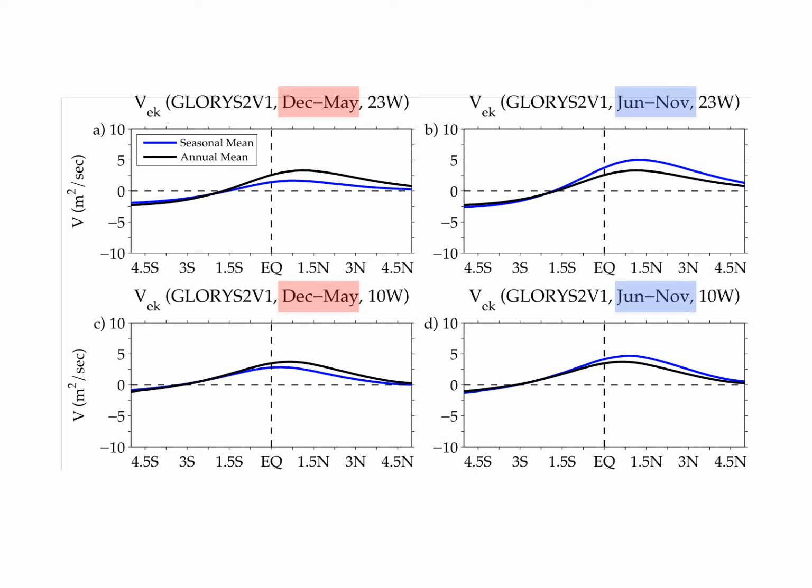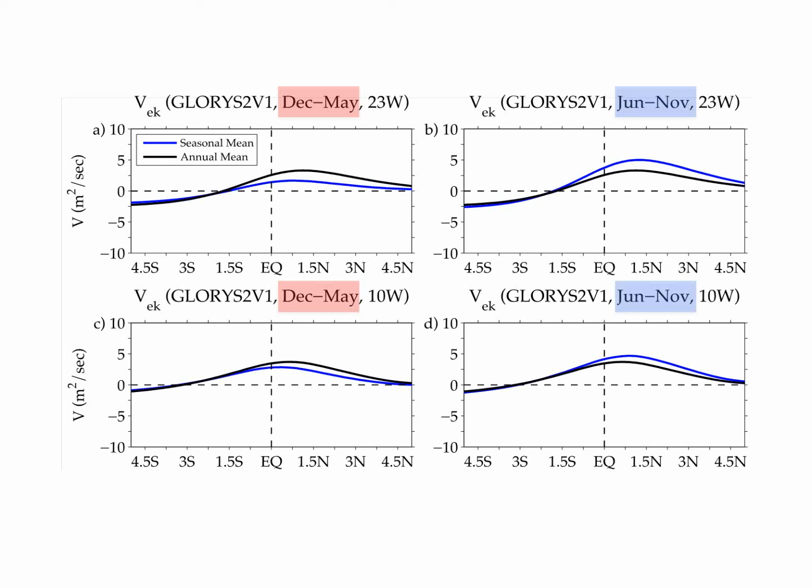And we can understand that through the winds. This is showing you now the wind-driven response. This is the Ekman-like transport, so this has been modified for the equator. But this is the wind-driven transport given the model wind for December to May at 23 West, June to November 23 West, and then at 10 West. And you can see, like I said, this difference of stronger wind-driven flow in June to November and weaker wind-driven flow in December to May.